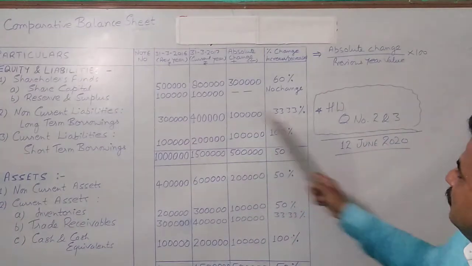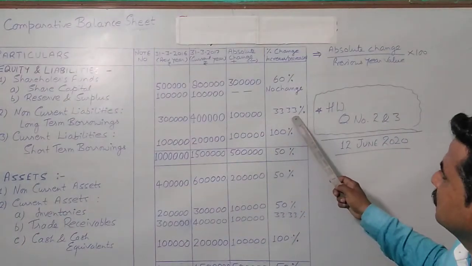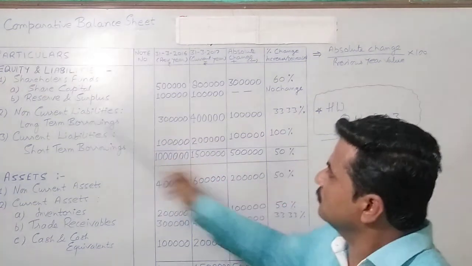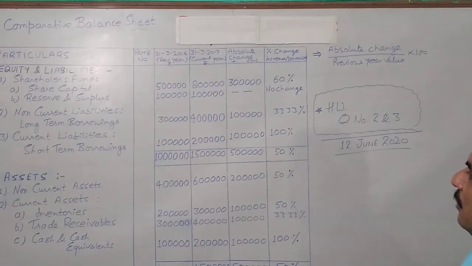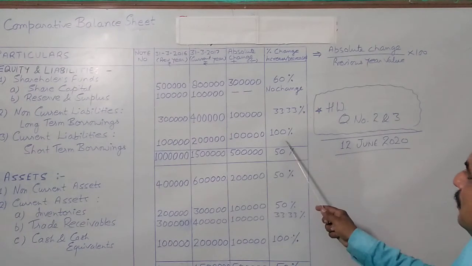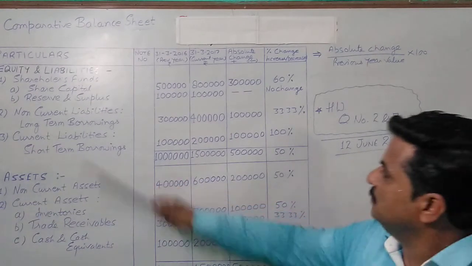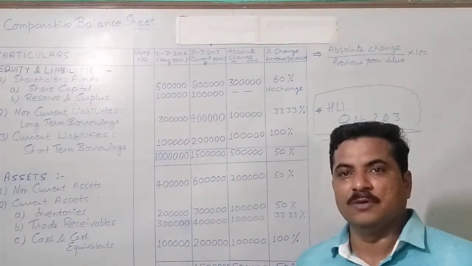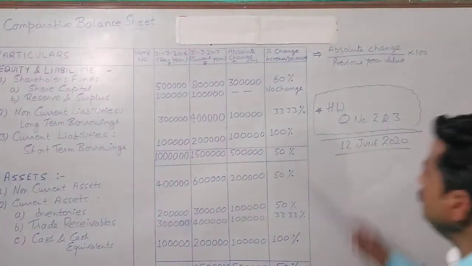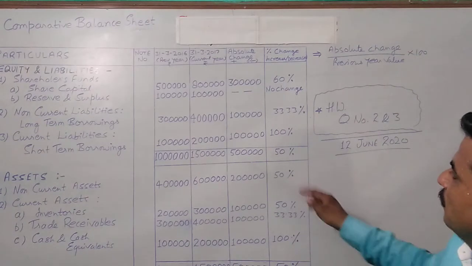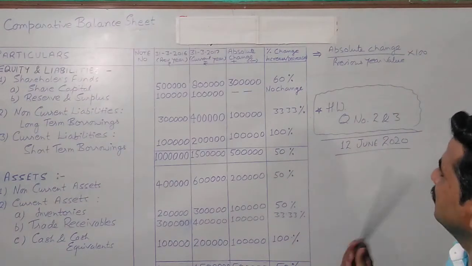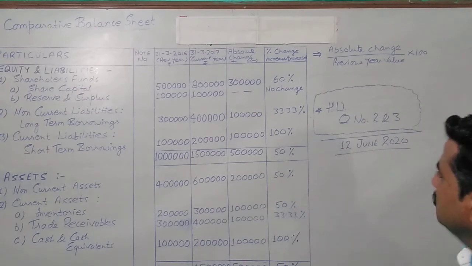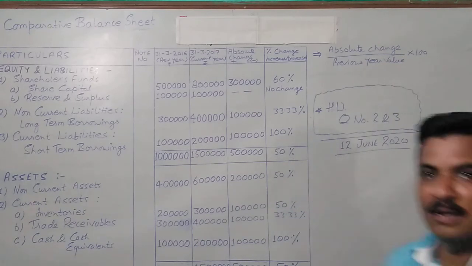And now we have a 33.33% increase in non-current liabilities, which is long-term borrowings. In the same way, we have 100%. It means short-term borrowings have doubled compared with last year. Now, for the total percentage increase or decrease, we have rupees 5 lakh divided by 10 lakh into 100. That becomes a 50% overall increase.